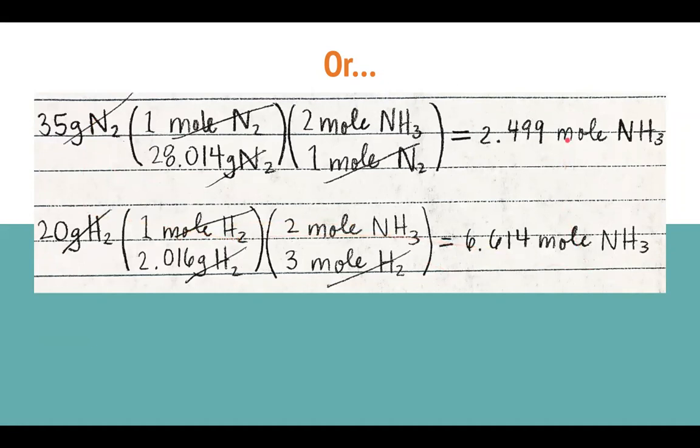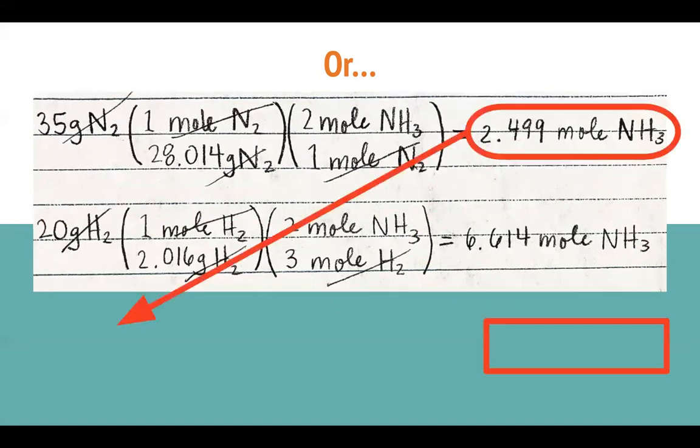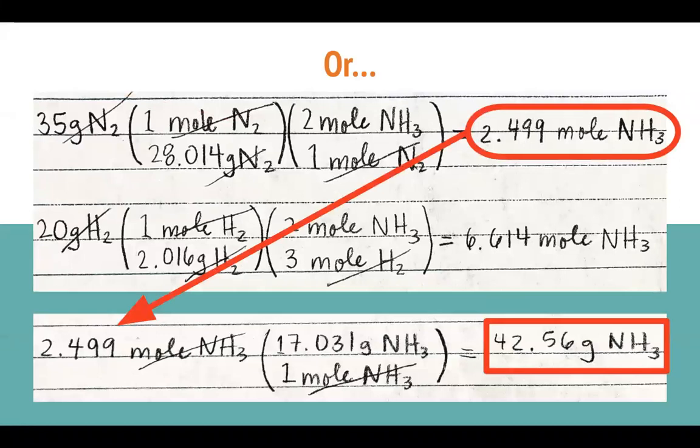I do that for both of them, and I get these answers. Again, it's the same principle. With this given amount of reactant, I can only make this many moles of product, while with this amount of hydrogen, I can make this many moles of product. So I know this is my limiting reactant because it is the smaller amount of moles. Then I'm going to do the same thing I did before: convert the limiting reactant into the amount of grams of product.